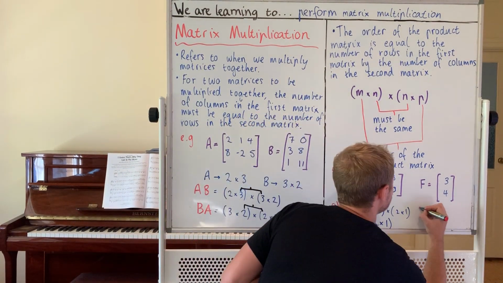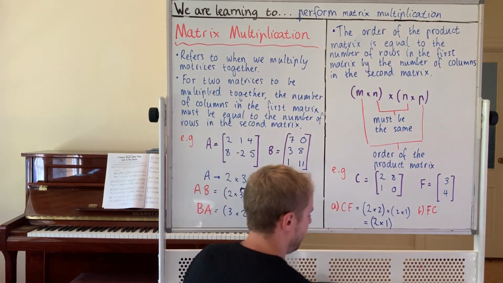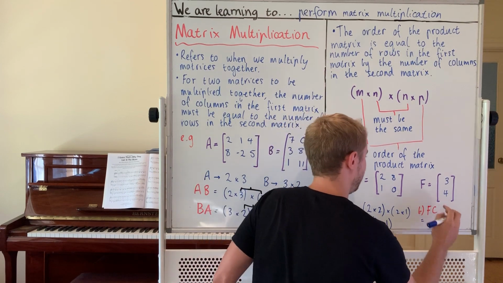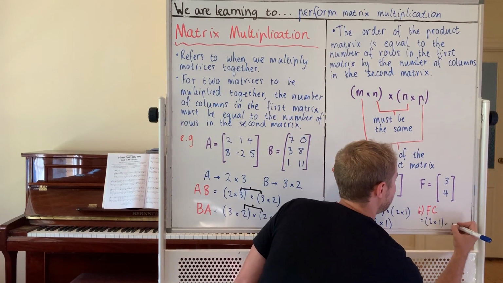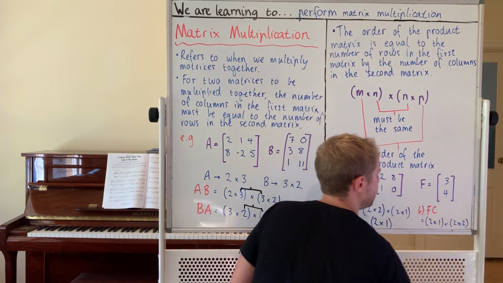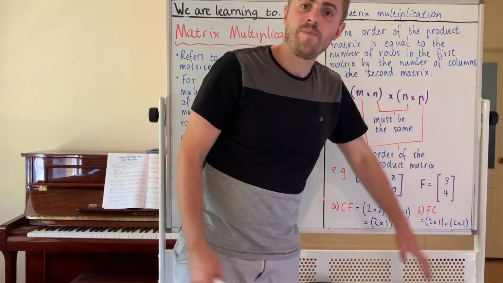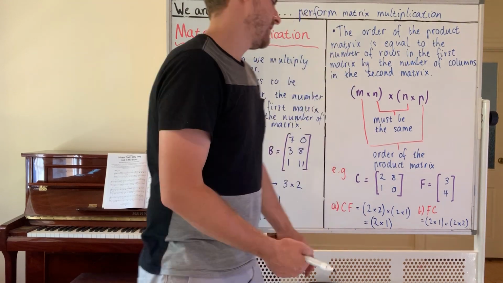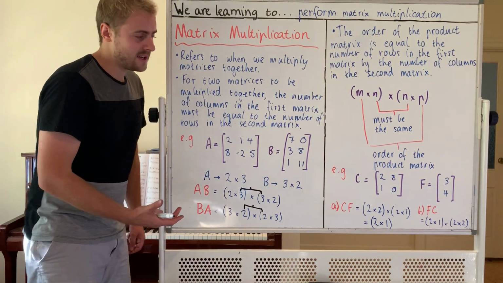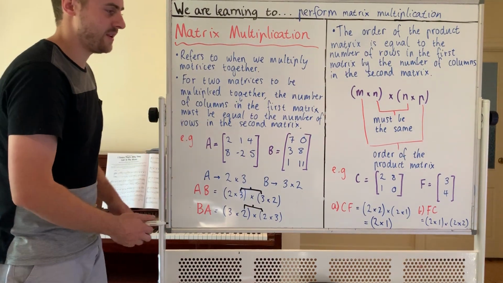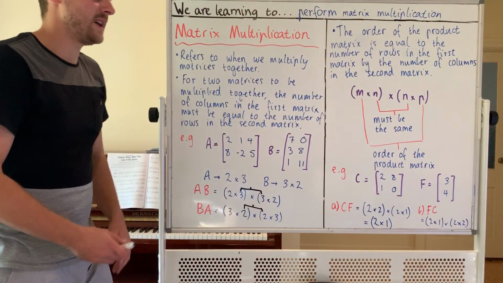If I wanted to reverse those and do F multiplied by C, as we know, matrix F is 2 by 1 and matrix C is 2 by 2. Sorry if that's a bit small. The two middle numbers are different, so they can't be multiplied together, and we stop there. Depending on the question, you might need to write a little mini conclusion like the product does not exist or something like that, but we would stop there. We conclude that it can't go any further. The answer is not 2 by 2 because we first established that those two middle numbers are different.